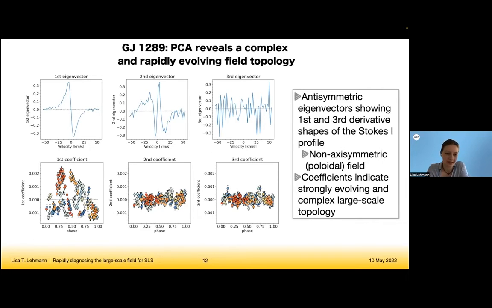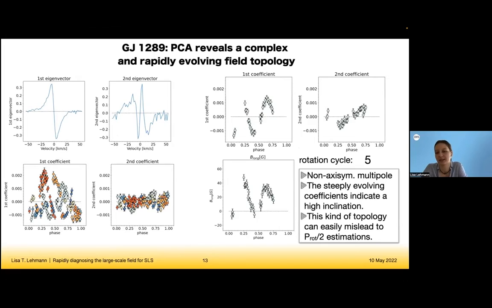And for the coefficients, you see there's a lot going on. I color-coded them again with rotation cycle, and you see there is a lot of evolution from rotation cycle to rotation cycle. I want to focus on one rotation cycle in specific, rotation cycle number 5. Here we see that the first coefficient is not dipole-like. We have 4 extremes, so at least we have a quadrupole component. And the second coefficient also shows a nice trend, so the field must be very non-axisymmetric.